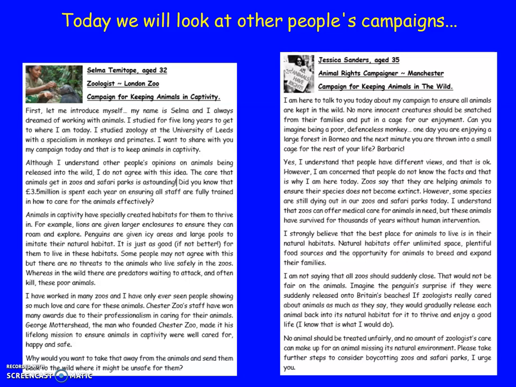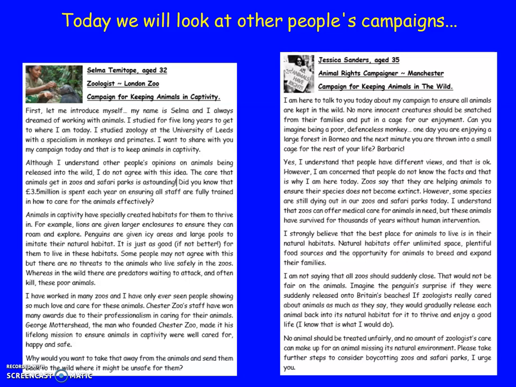I am not saying that all zoos should suddenly close. That would not be fair on the animals. Imagine the penguins' surprise if they were suddenly released onto Britain's beaches. If zoologists really cared about animals as much as they say, they would gradually release each animal back into its natural habitat for it to thrive and enjoy a good life. I know that is what I would do. No animal should be treated unfairly, and no amount of zoologists' care can make up for an animal missing its natural environment. Please take further steps to consider boycotting zoos and safari parks.